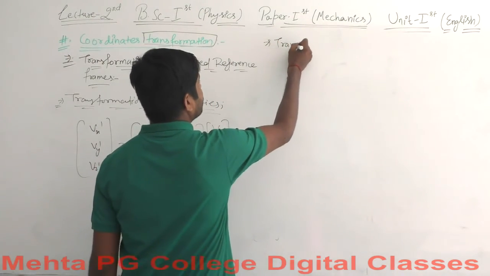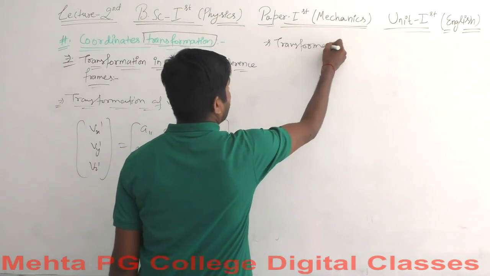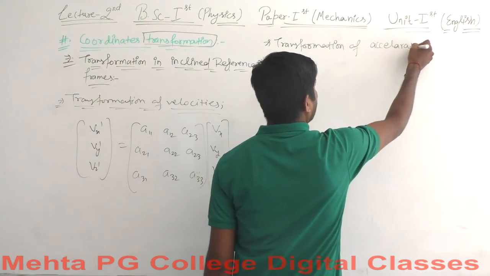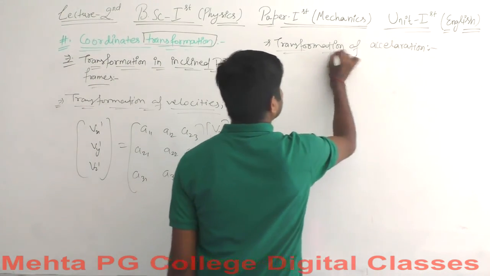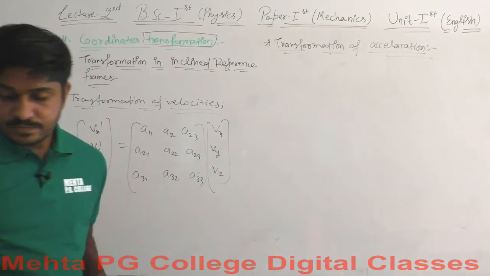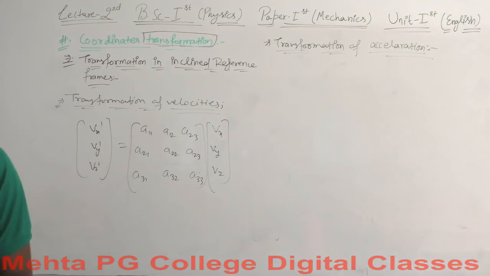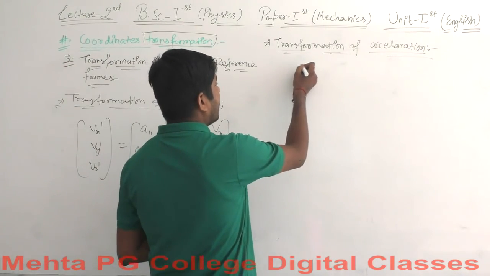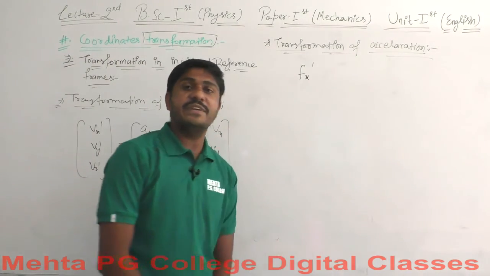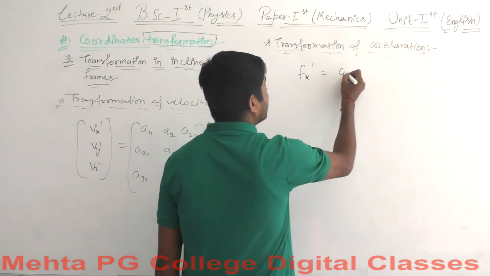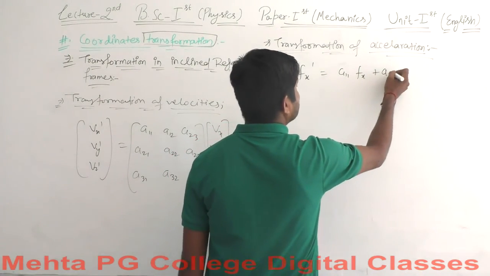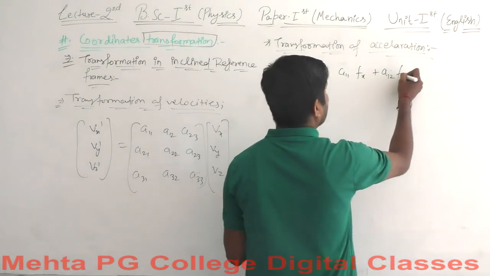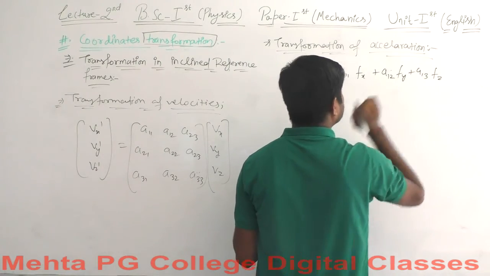Saying the transformation of acceleration, what should be its value? We will differentiate all these equations again, and what will we have? Let's represent this as f dash x. So we have a11 f of x, a12 f of y plus a13 f of z.